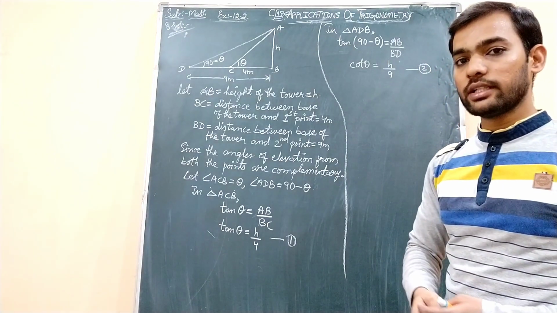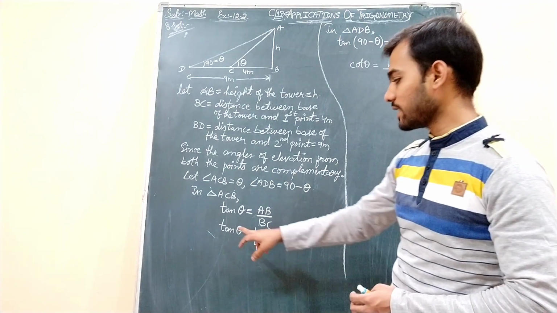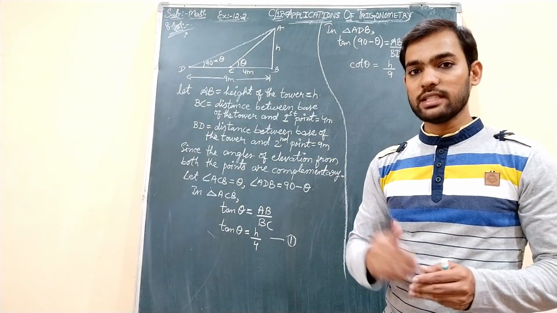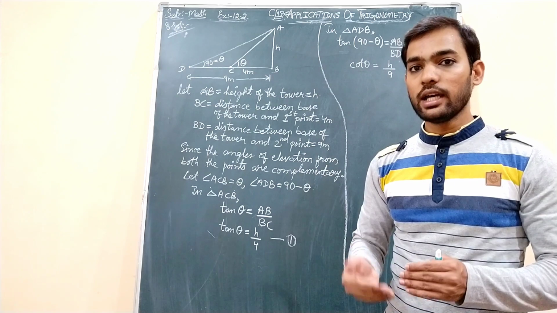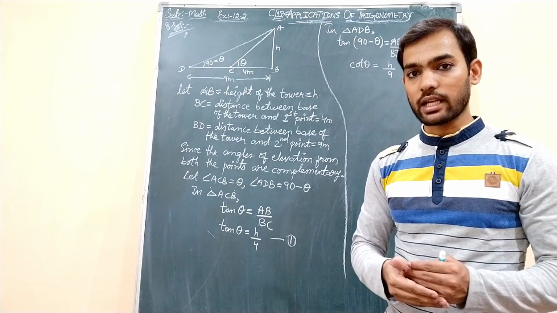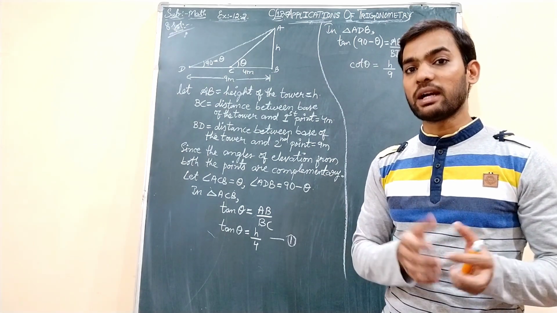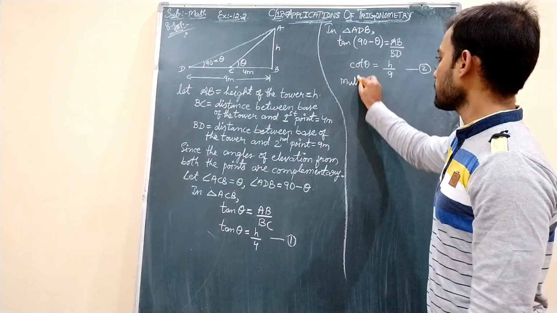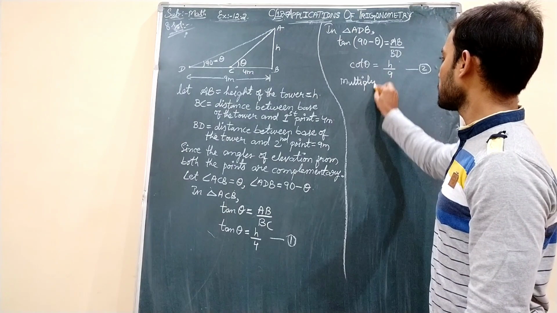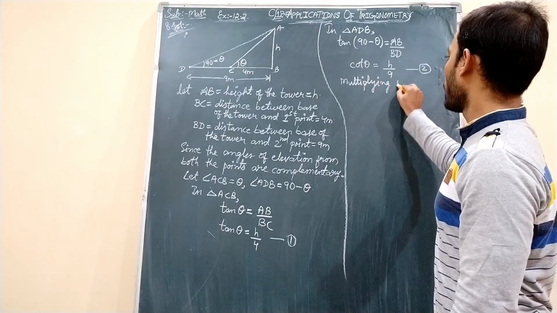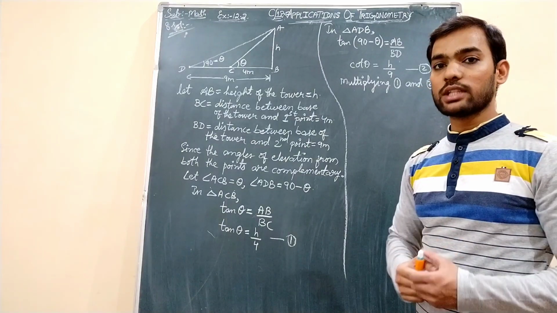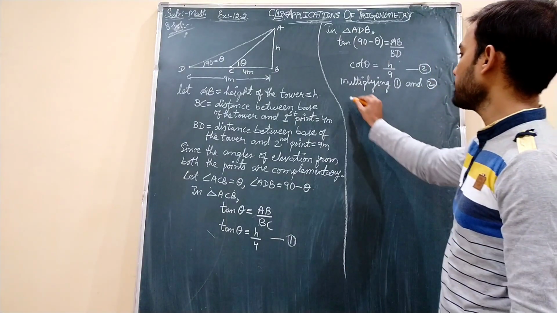Now we have also learned in multiplicative inverses, students, that tan theta and cot theta are multiplicative inverses of each other, which means tan theta can be written as 1 by cot theta and cot theta can be written as 1 by tan theta. So for that purpose, we will multiply the first and second equations, because we need to find the value of h. So we are multiplying them.